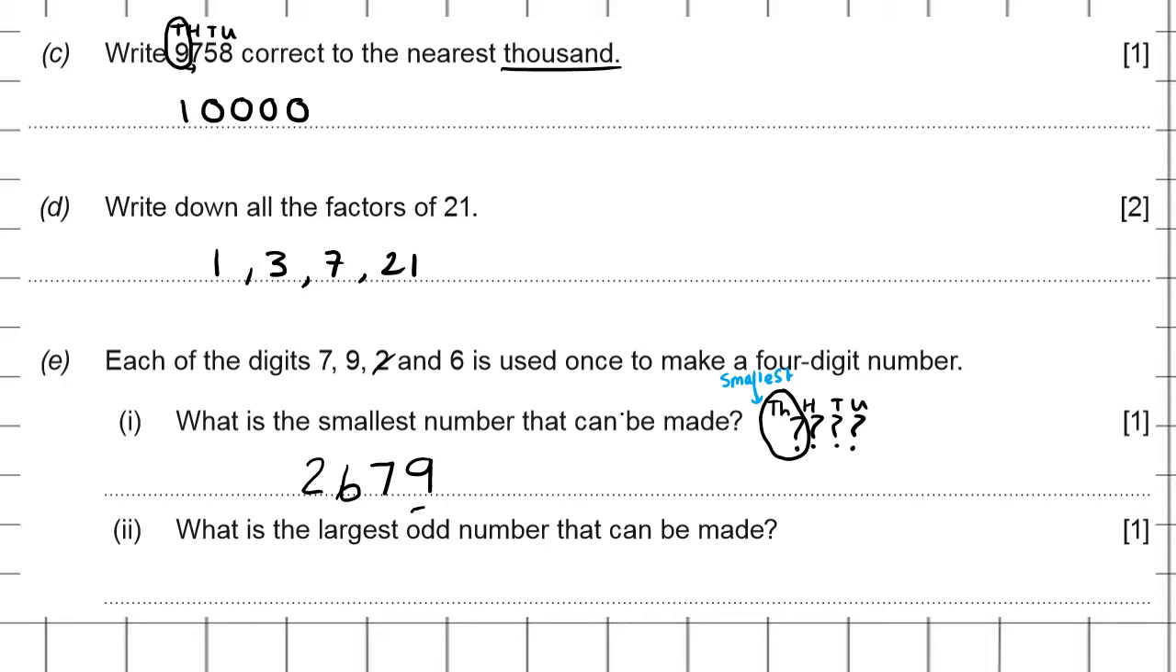What is the largest odd number that can be made? An odd number has to have an odd digit at the end. 2 is even, 6 is even, so we could have 7 or 9. But we want the largest, so we want the thousands column to be the largest, and therefore 9 is the largest. Therefore we want 7 at the end. Hundreds has to be the next largest, so 9, 6, 2, 7.